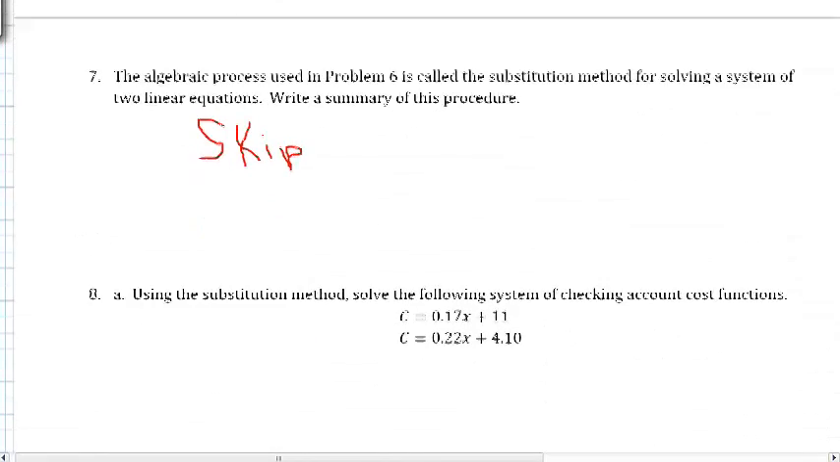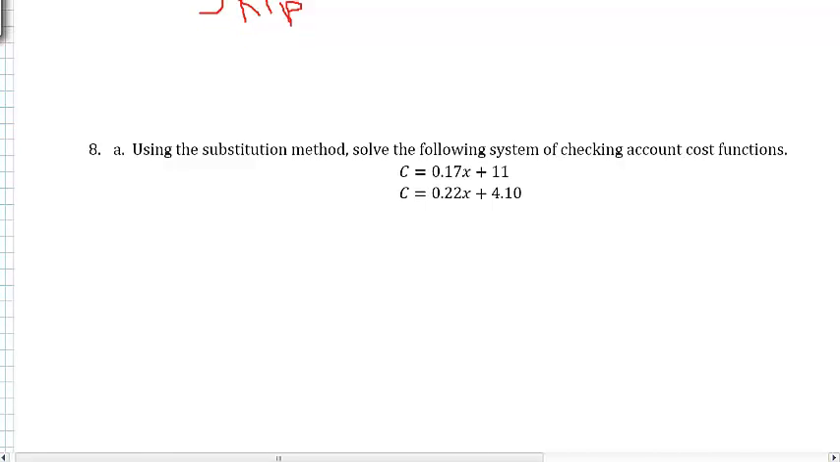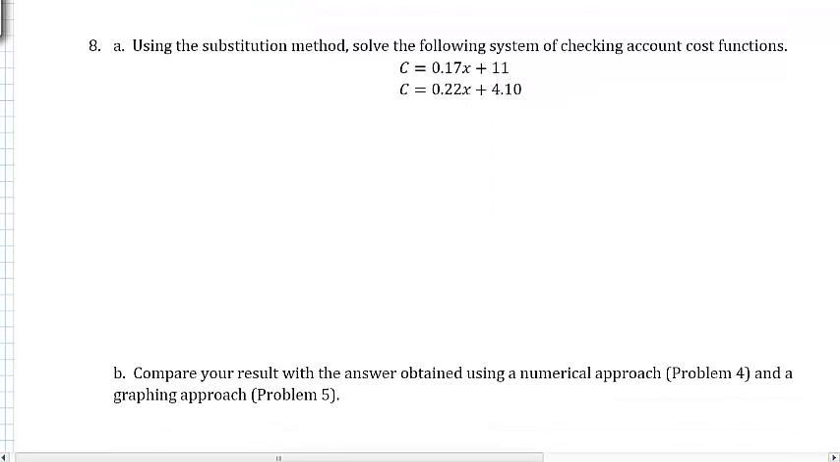Okay, so now we're skipping a bunch of problems. We're going to skip down to number 8a. This was the system of equations that we had gotten from the word problem at the beginning of this section. If you need to go back and review that, look at how we came up with these two equations.